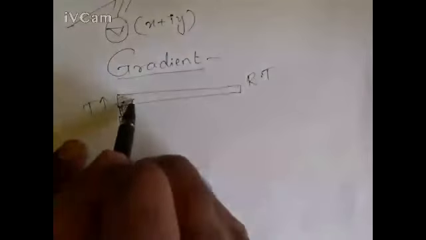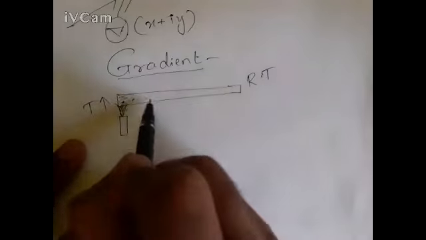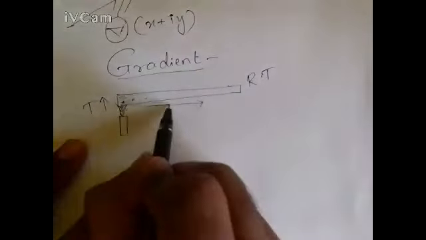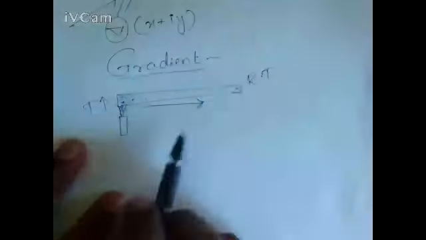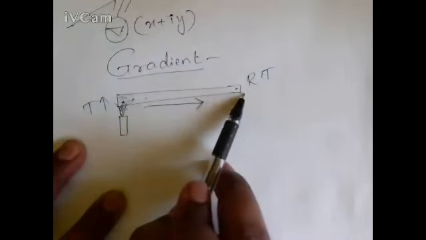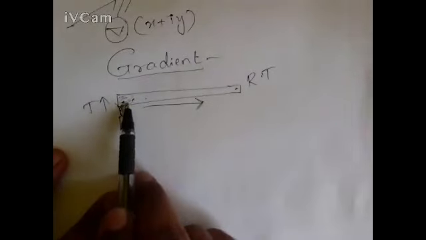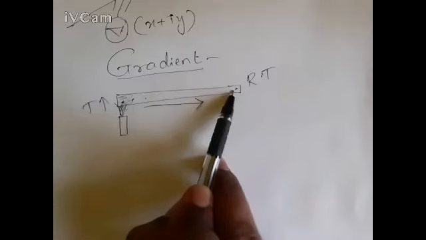Then at this point the temperature will be a little less, and at this point less again. So gradually the temperature is decreasing in this direction. At this point, the temperature is room temperature. It is not hot. That means there is a temperature gradient from this point to this point. Gradually the temperature is decreasing. So this is called the gradient of temperature.